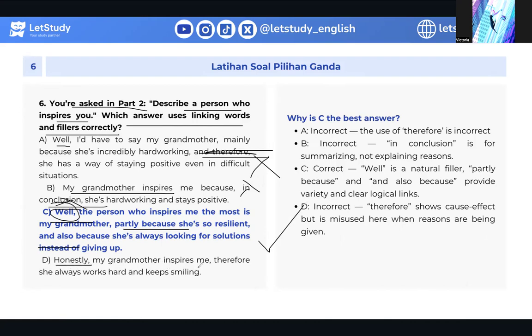D. Honestly, my grandmother inspires me. Therefore, she always works hard and keeps smiling. "Therefore" shows conclusion atau cause and effect. Padahal gak benar, jadi salah.